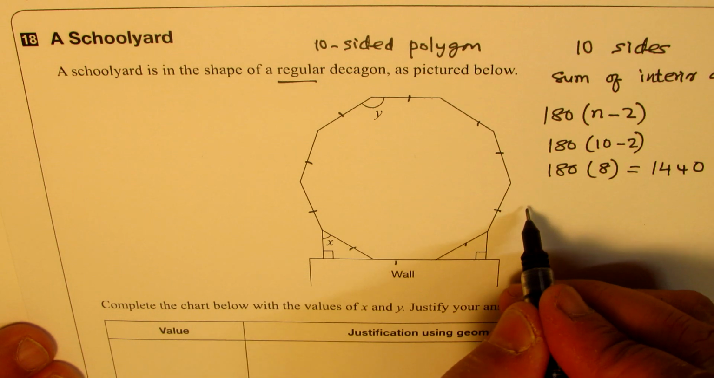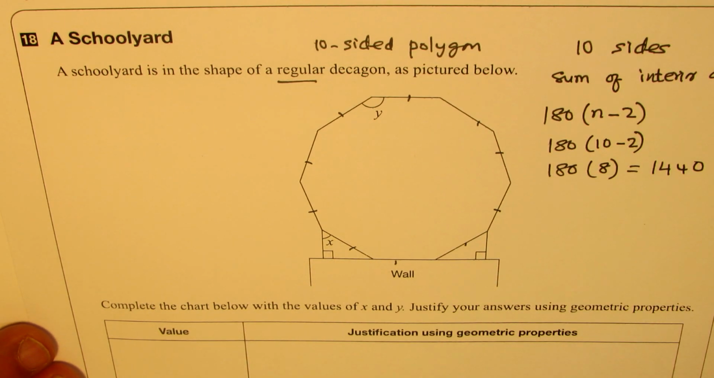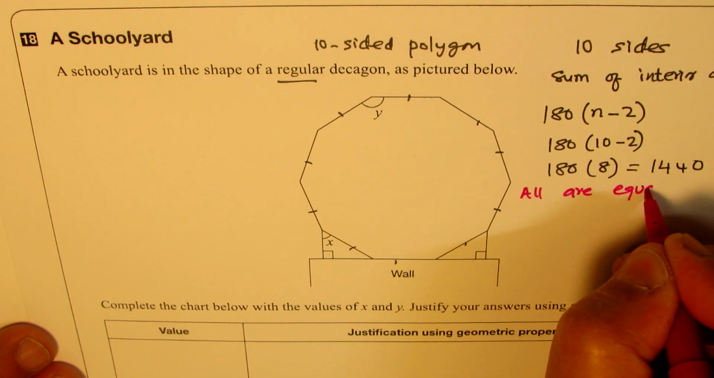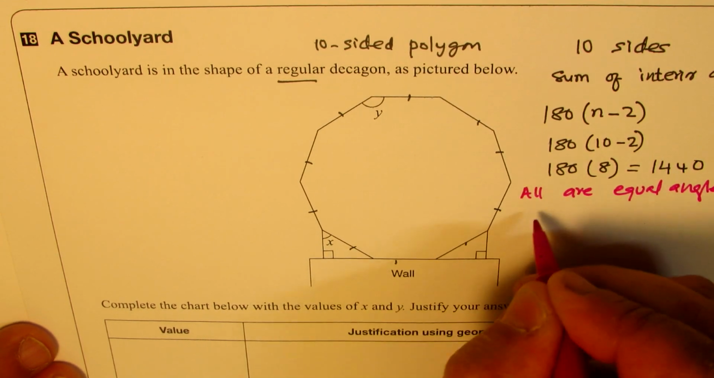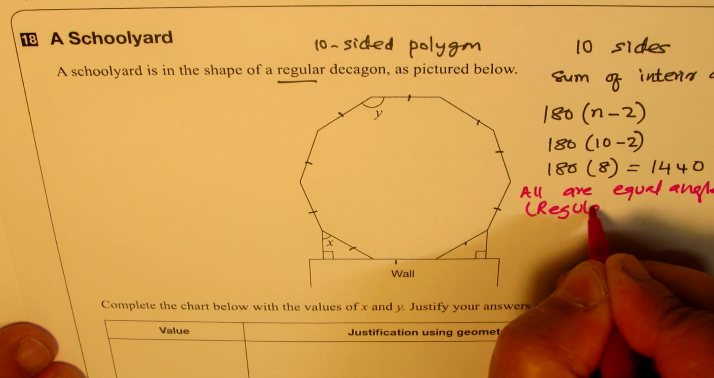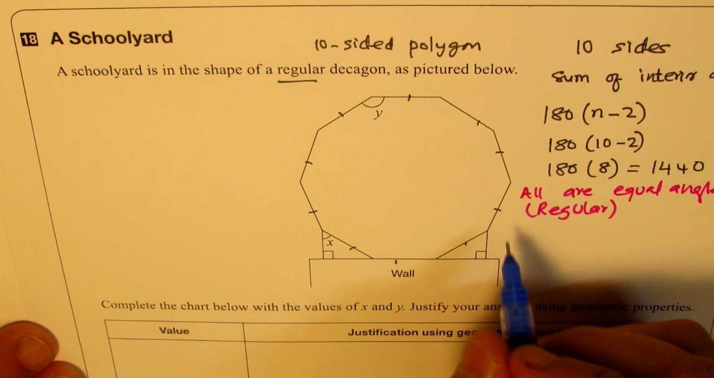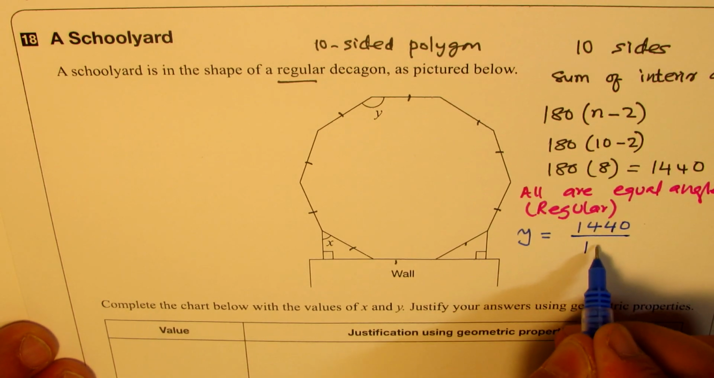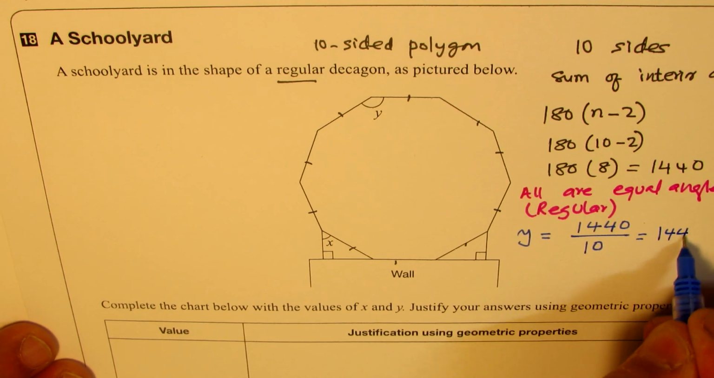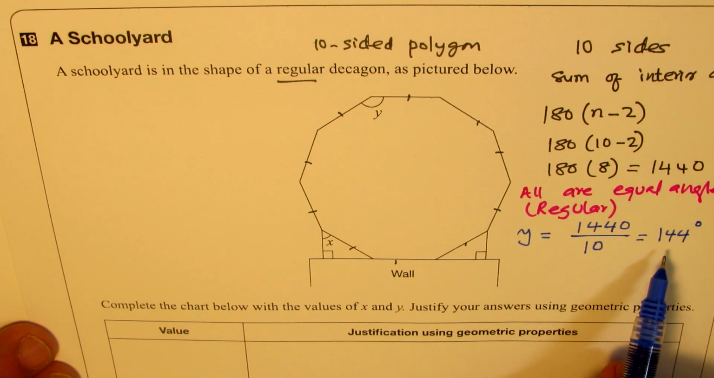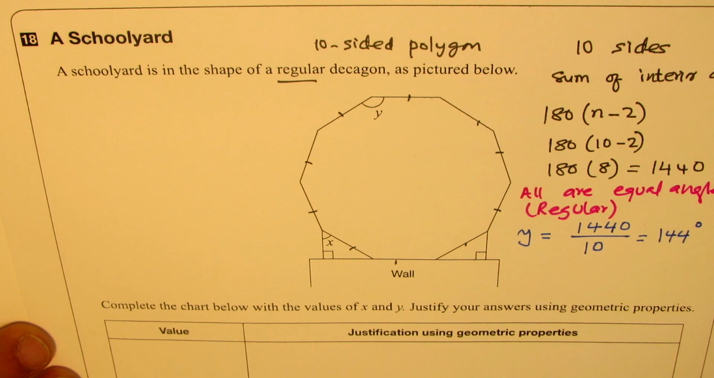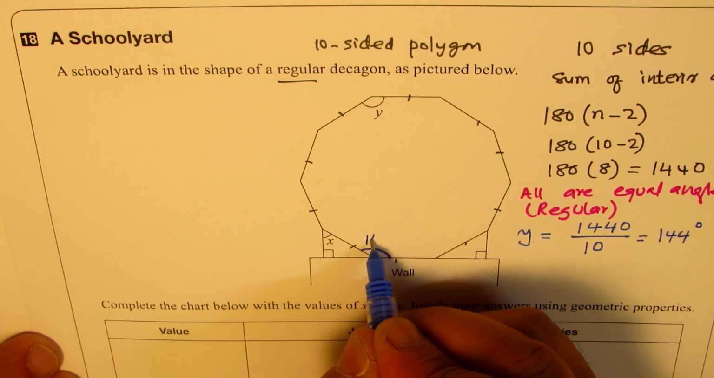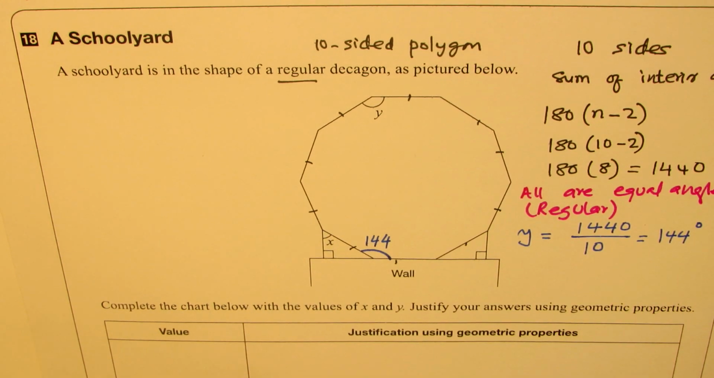Now how much is y? All are equal angles, right? Regular means equal angles. Since it is a regular polygon, right? So therefore, y should be equal to how much? We have to divide 1440 by 10 and we get 144 degrees. So the value of y should be 144 degrees. We got y now. Perfect. Now y basically means here we have the angle y, which is 144. Does make sense to you?